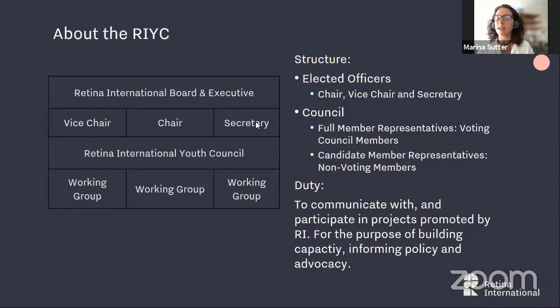So this structure not only enables us to reach all our goals and hit all our targets, but it means that we are looking after the health and well-being of everybody involved. Next slide, please.